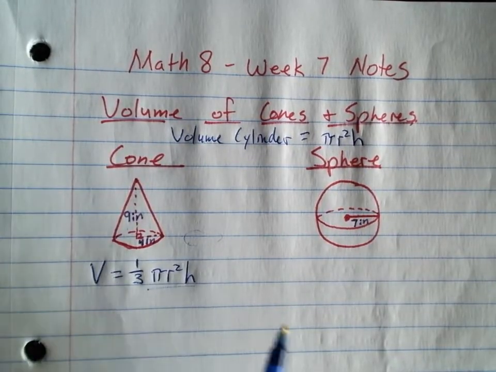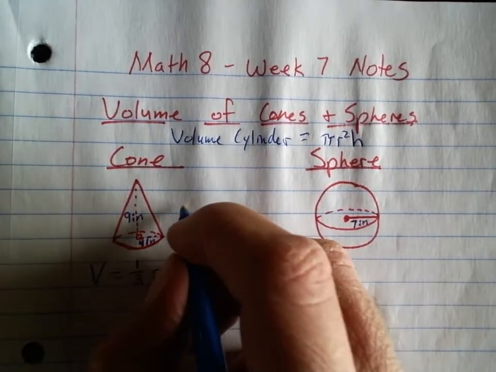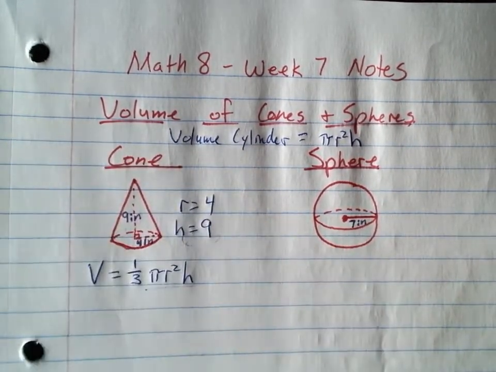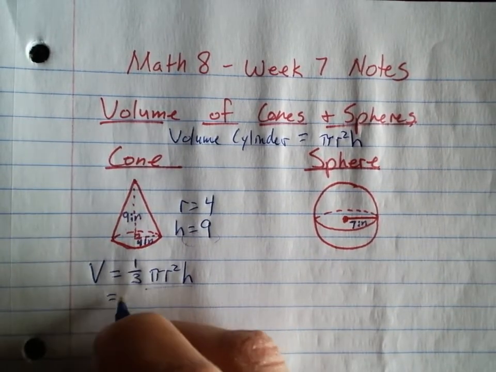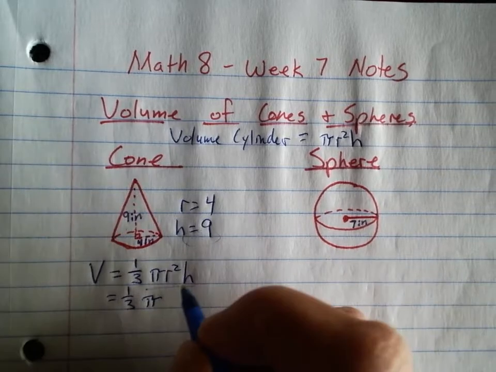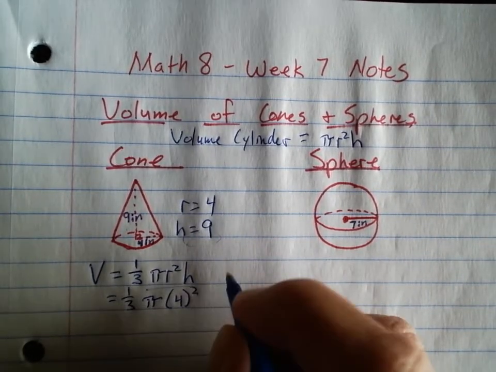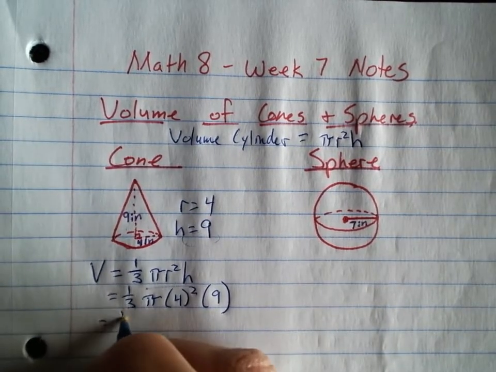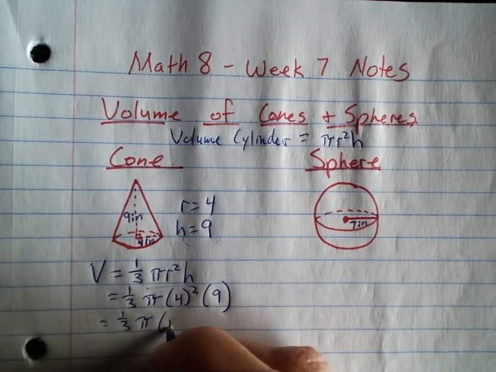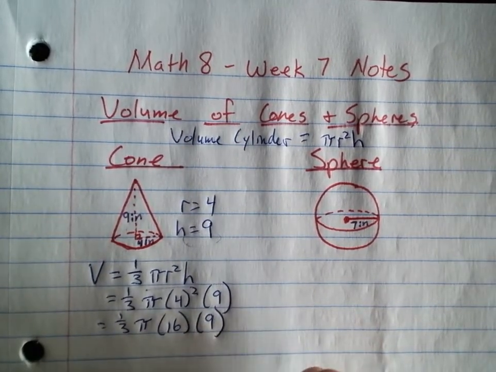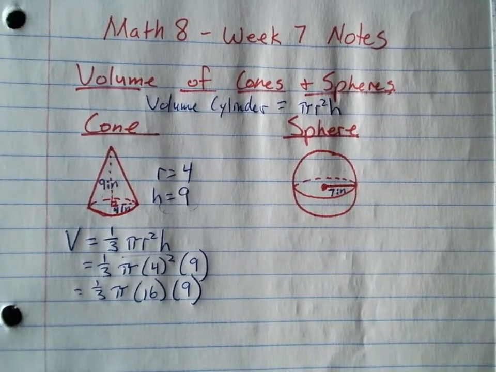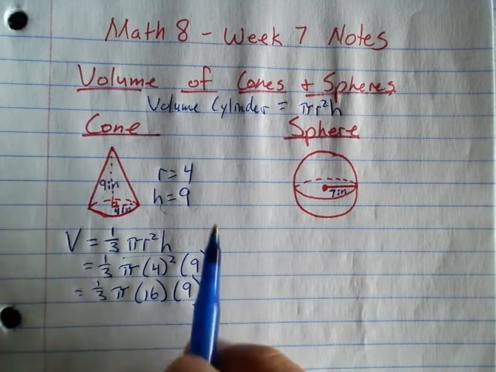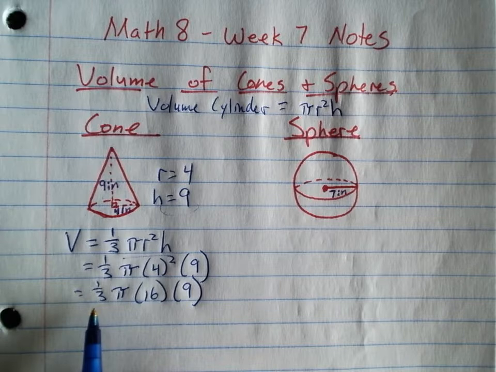In this case, I have a radius of 4 and a height of 9. So you do 1/3 pi r squared h, so that's 1/3 pi, 4 squared is 16, times 9. Now this is where we can look for ways to make this easier. I have 1/3 here. To do 1/3 of a number means I'm looking for a number that I can divide by 3. That's what 1/3 means.